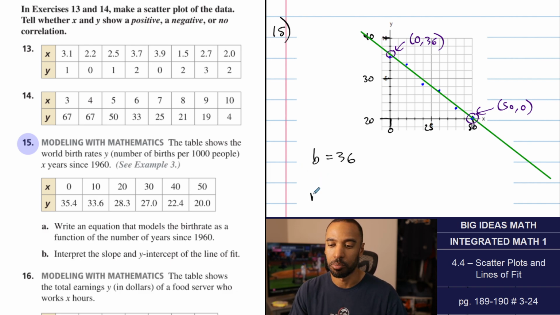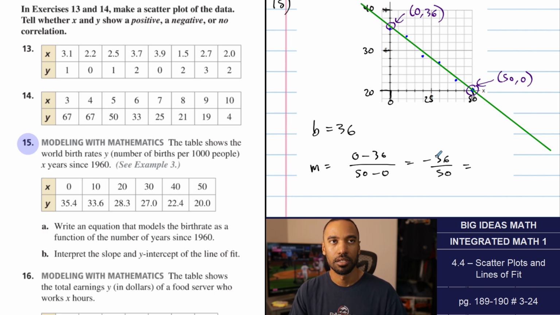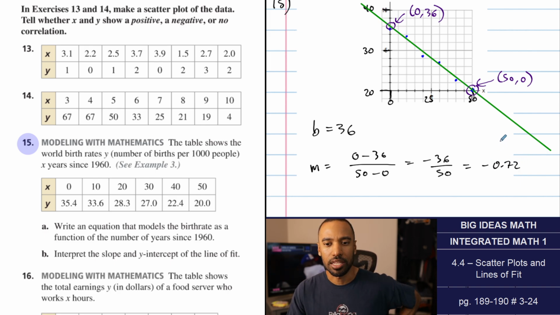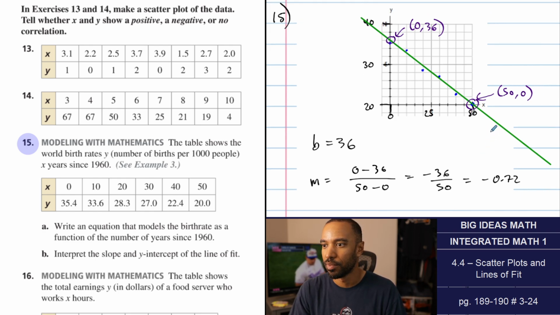But we still have to find the slope. The slope is still our y2 minus y1 over x2 minus x1. Like, we're going down 36 and right 50, literally. Like that, negative 36 over 50. And as a decimal, that would be what? Negative 0.72? Is that right? Negative 0.72. So I can use that as my number for that. Okay, that's just my call. That's how I went with it.